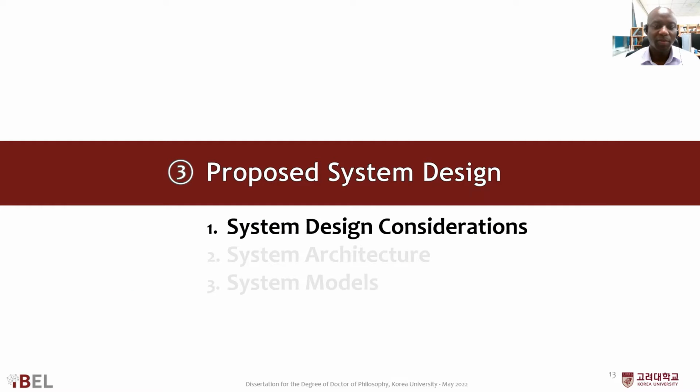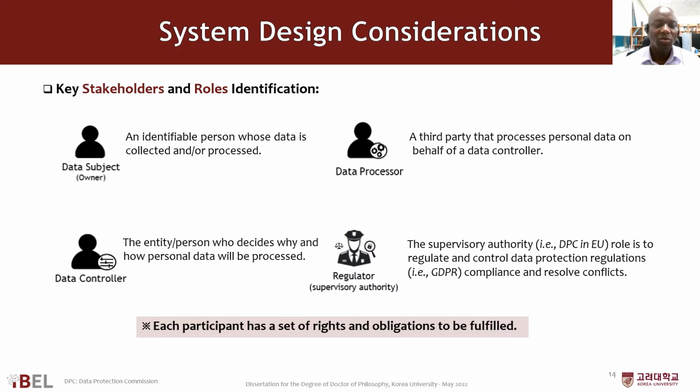On the proposed system design, we identified 4 major stakeholders with their respective roles, which are described as follows. Data subject refers to an identifiable person whose data is collected and used. Data controller is the one providing features to manage the personal data and is the one deciding why and how the personal data will be processed.